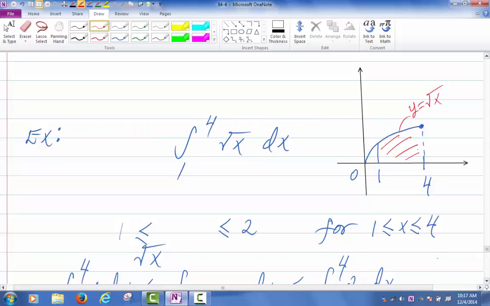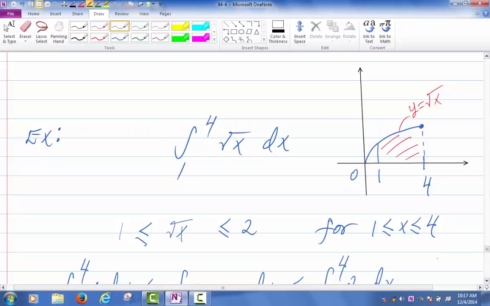But pretty soon we will see how to compute this integral exactly when we get to section 4.3. But right now what I want to do is estimate the value of this integral. Some crude estimate here. So how would I estimate this? Well, I can estimate this by saying the following. When x is between 1 and 4, what can I say about root x? I can say that root x is between 1 and what?